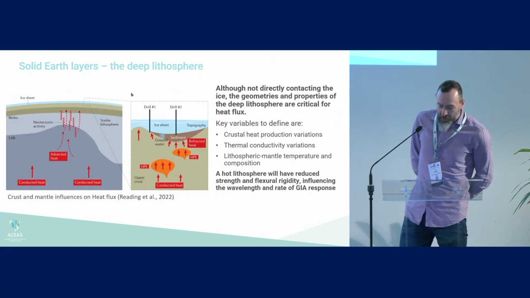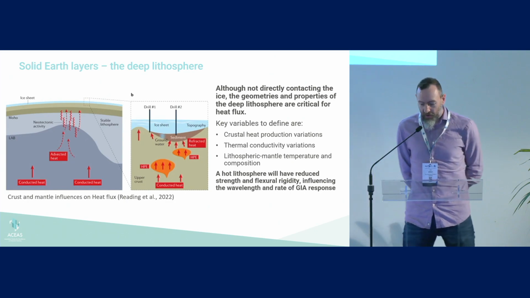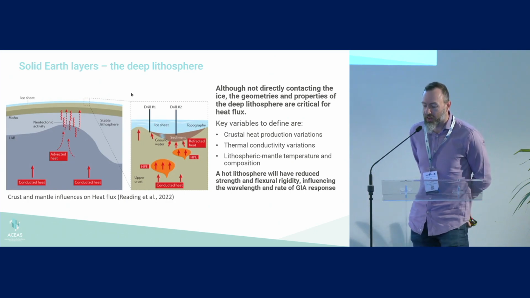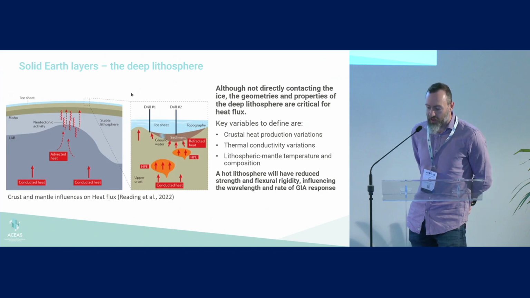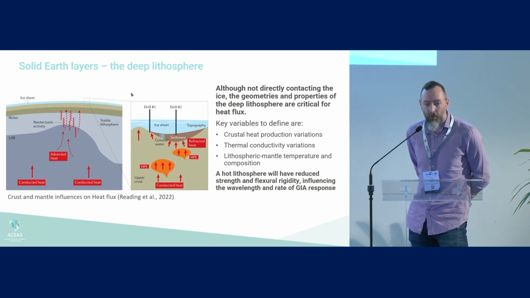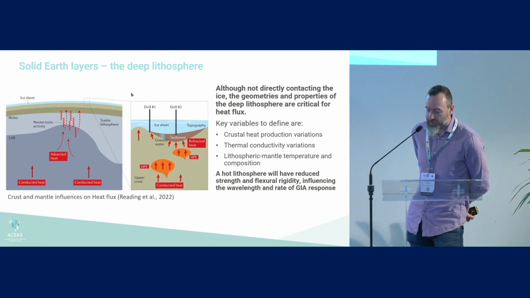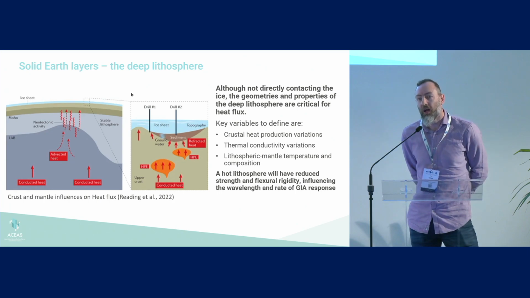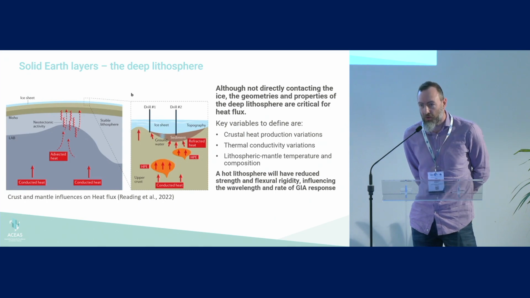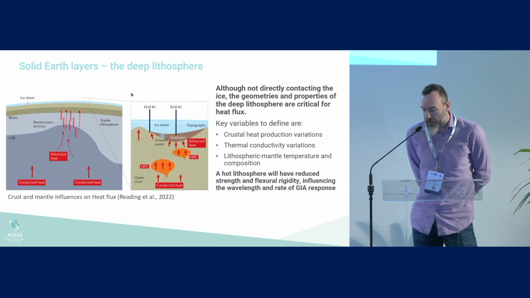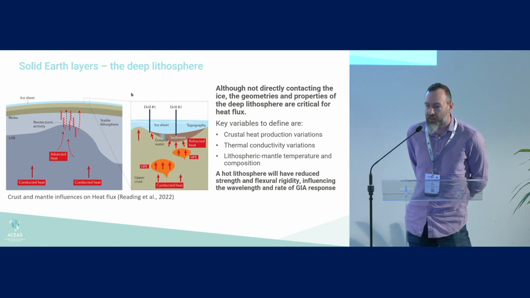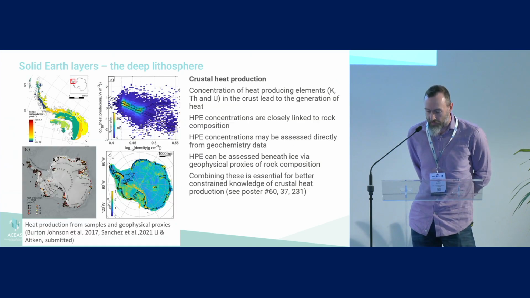Moving on to the last thing, I'm a bit conscious of my time, is the deep lithosphere. Although we might not directly be contacting the ice here, it's got quite important properties for the flux. And of course, heat flux is the biggest one of those. But it's also got important rheological implications which can impact the GIA response. I'm just going to talk about three things here, which are crustal heat production, thermal conductivity, and in the lithospheric mantle, looking at the temperature and composition as a unified system.